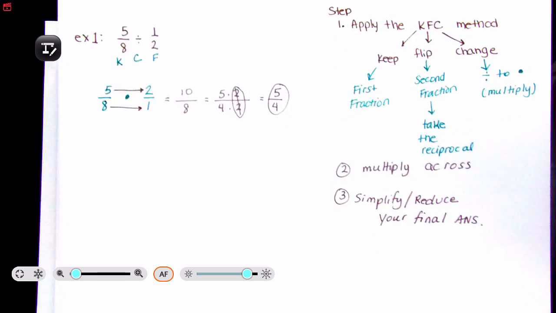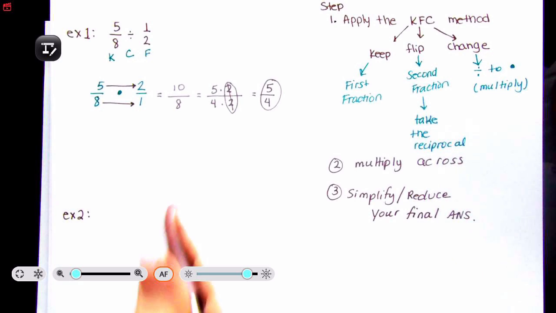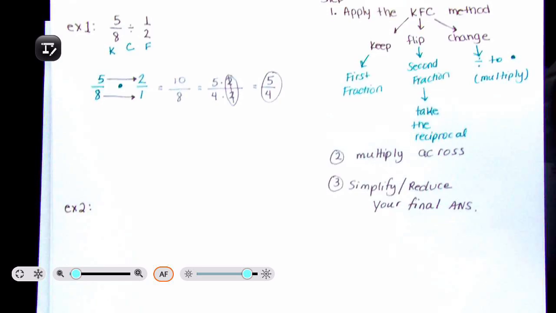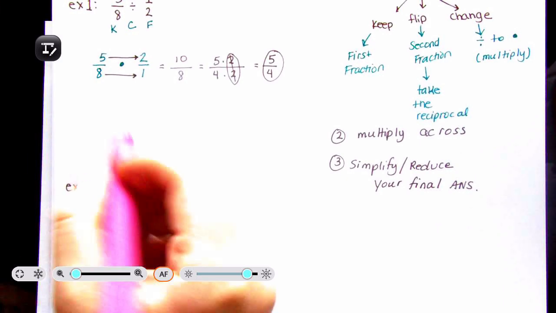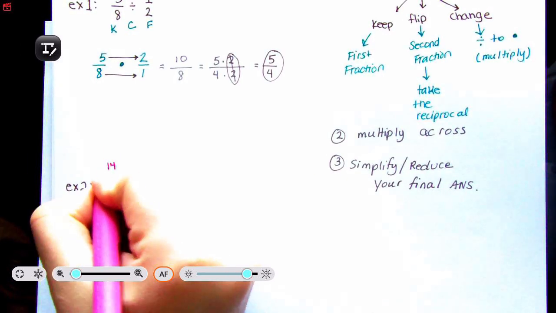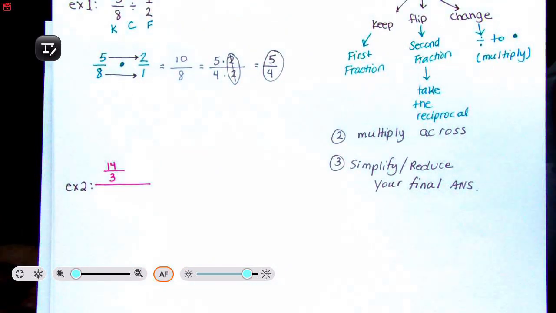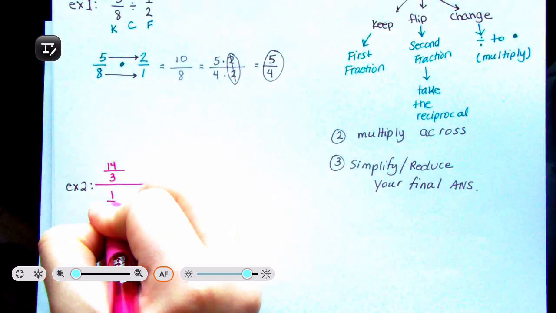All right, let's try it again. Example 2. So let me show you the other way you might see dividing fractions. And you might come across this in Integrated Math 1. You might come across this definitely in higher math in IM2, IM3 for sure. So let's do something like 14 thirds divided by 1/3.